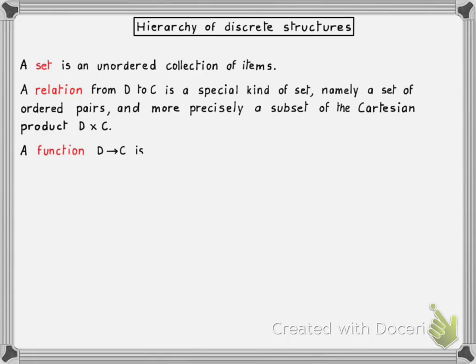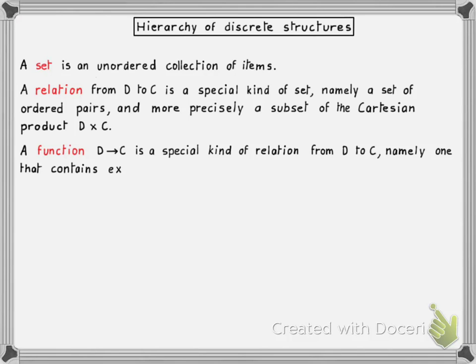Now, what is a function then, as we just defined it? A function from D to C is a special kind of relation from D to C, namely from the domain to the codomain. It's the relation that contains exactly one pair for each element of the domain D. Remember, a function is a relation for which there must be exactly one element associated to every element of the domain. So in other words, in a function viewed as a set of pairs, there must be one pair for every element in the domain.